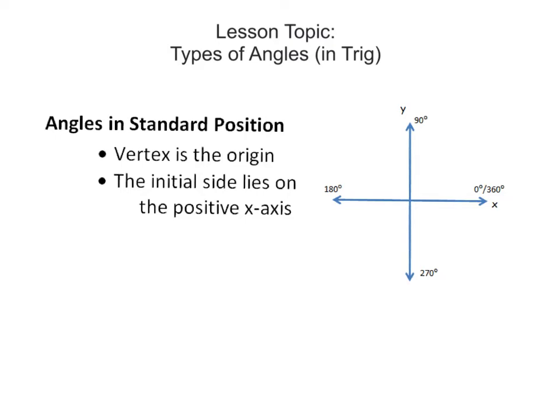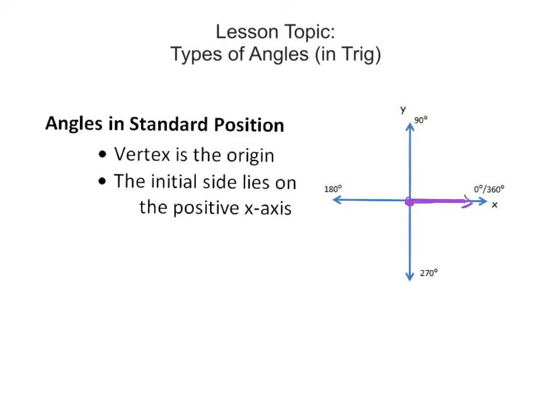The lesson topic for this video is types of angles in trig. All right, so first of all, we need to talk about what an angle in standard position is. An angle in standard position is an angle whose vertex is the origin. So we've got our vertex right there at the origin. And the initial side of the angle lies on the positive x-axis. So this is the positive x-axis right here.